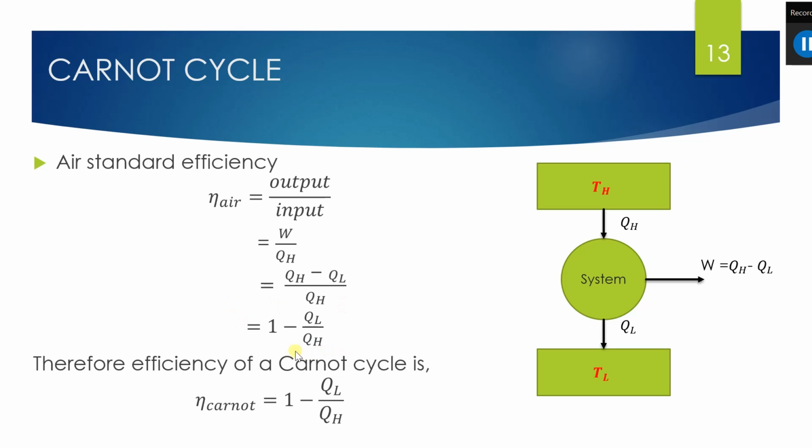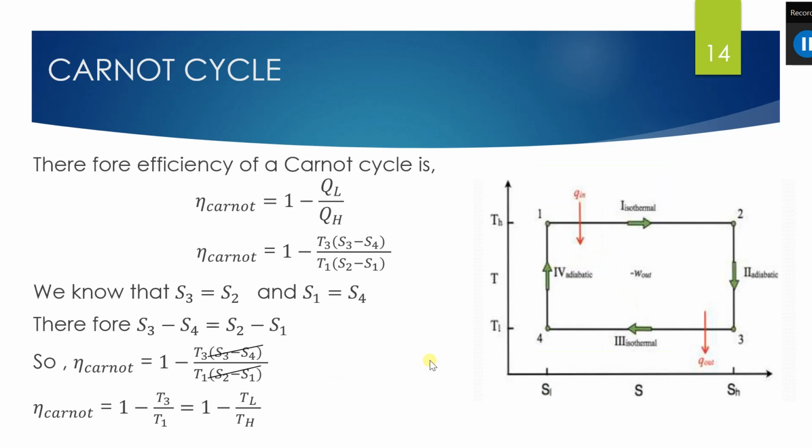Therefore the efficiency of a Carnot cycle, eta Carnot, is equal to 1 minus QL by QH, and we have already calculated QL and QH. Substitute the values of QL and QH here, and eta Carnot is equal to 1 minus T3 into S3 minus S4 divided by T1 into S2 minus S1.